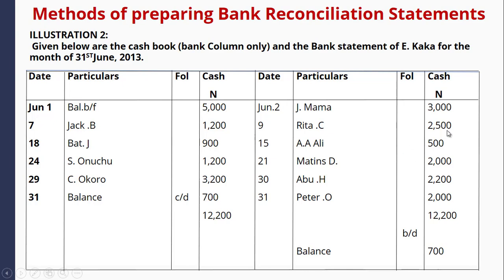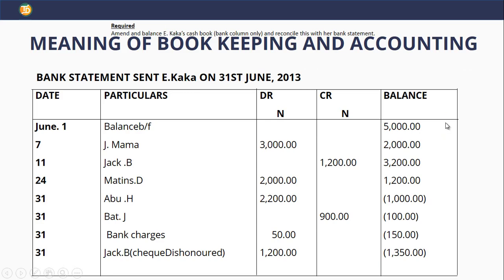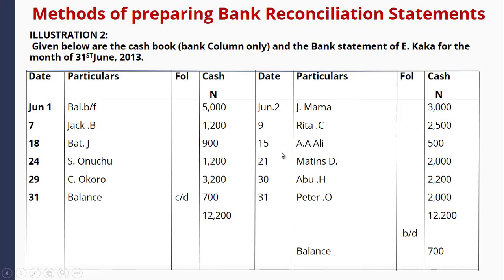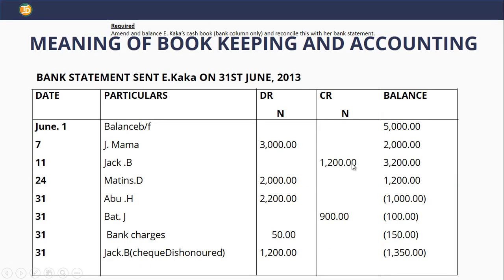Now let's look at the credit side of our cash book and we'll compare it with the debit side of the bank statements. The first is J Mama 3000. Let's compare it. We have J Mama 3000 on the debit side. Let's go back. We have Rita C 25. Let's check.